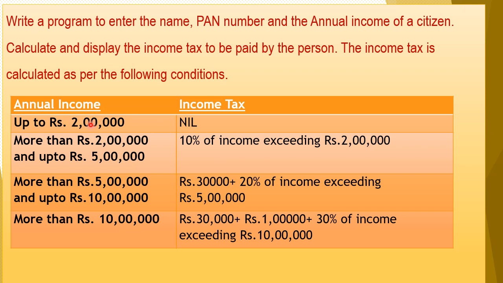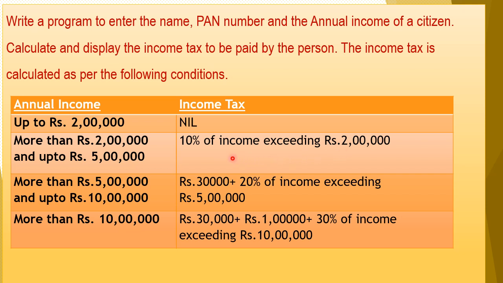If the annual income is up to rupees 2 lakh, no tax. That means if the annual income of the citizen is up to 2 lakh, there is no tax. And if the annual income is more than rupees 2 lakh and up to rupees 5 lakh, that means if the annual income lies in between the range above 2 lakh and up to 5 lakh, the citizen has to pay an income tax of 10% of the amount exceeding 2 lakh.